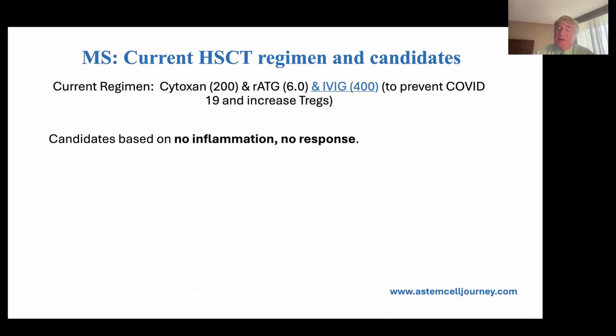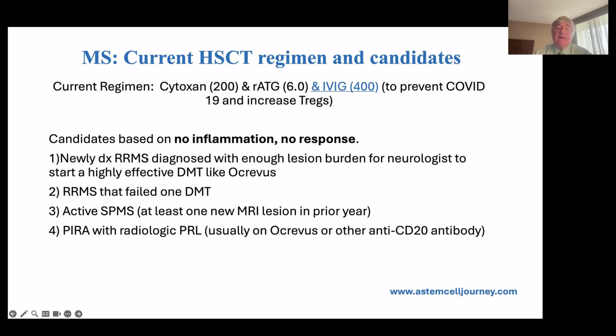Okay, so our candidates, it's all based on no inflammation, no response. So you've got to have inflammatory disease. So, newly diagnosed relapsing remitting MS diagnosed with enough lesion burden for a neurologist to start a highly effective DMT like Ocrevus. Rather than doing that, they should get a transplant. It's so much better. But yet, there's an overwhelming number of neurologists out there that go to all the neuro meetings where all these DMT data are presented, and because of the financial incentives for the institution, and because neurologists, doctors, all doctors don't think about the impact on their patient because insurance pays or someone else pays. So they just go down the system.